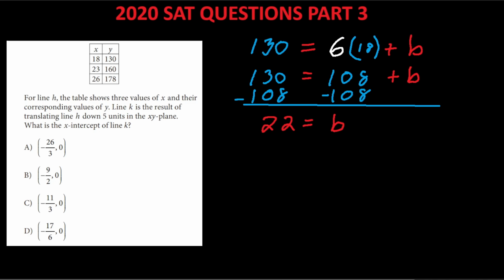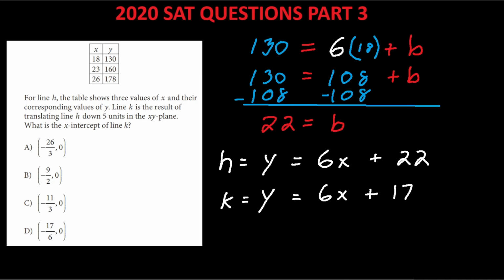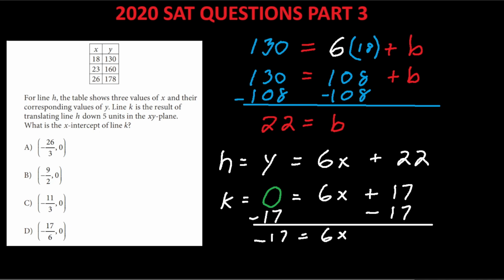So the equation of the line H is y equals 6x plus 22, but line K is moved down. It's translated down 5 units, so I subtract 5. So the line K is y equals 6x plus 17, and in order to find the x-intercept of K, I need to find where y is 0, so I set it equal to 0. And then I solve for x, I subtract 17 from both sides, and then I divide both sides by 6. So the x-intercept is going to be minus 17 over 6, and the y is 0, and that is choice D.